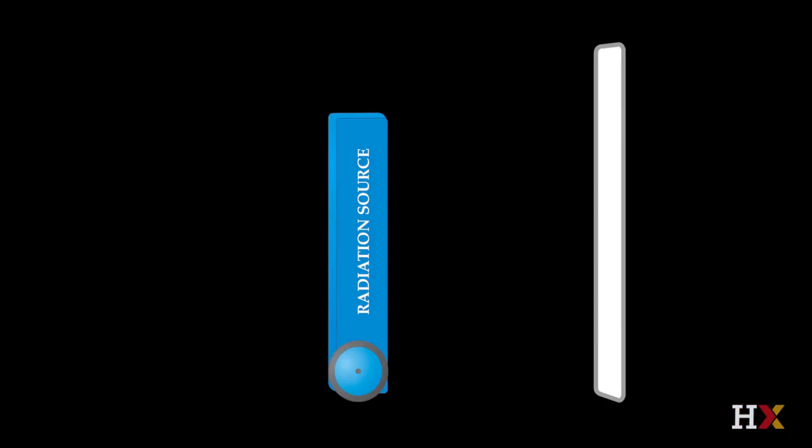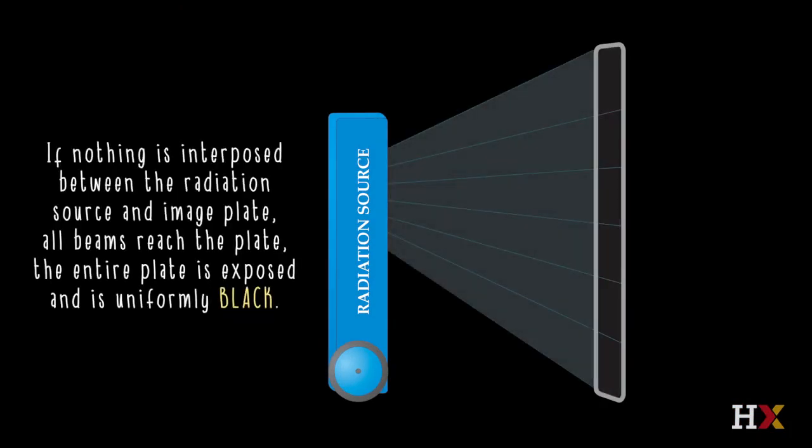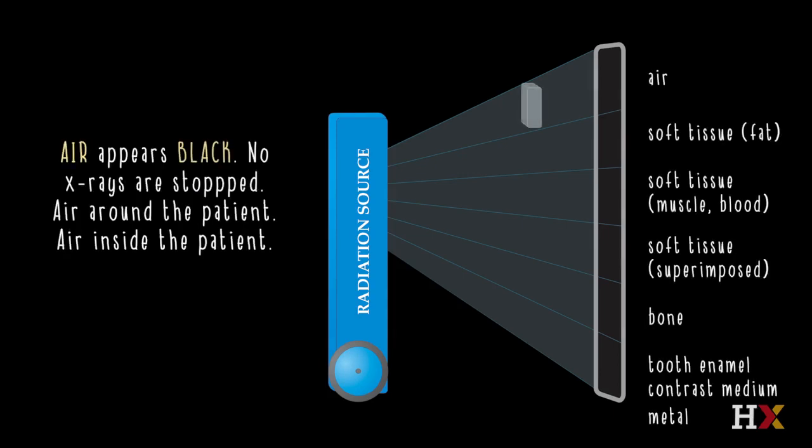So here's the radiation source. Here's the photographic plate. If nothing is interposed, like a patient, between the radiation source and the image plate, all the radiation beams will reach the plate. The entire plate will be exposed and will be uniformly black. So if the beams are passing through air only, then the corresponding portion of the plate will be completely exposed and will appear black.